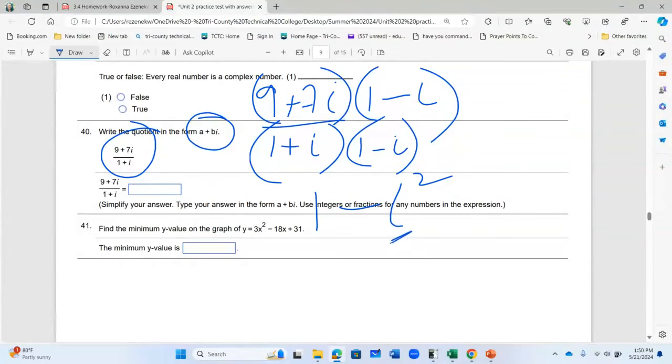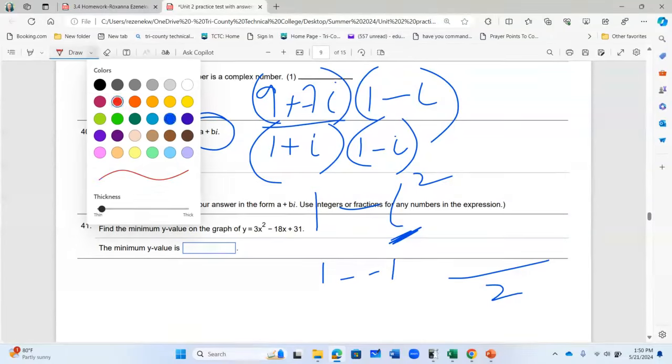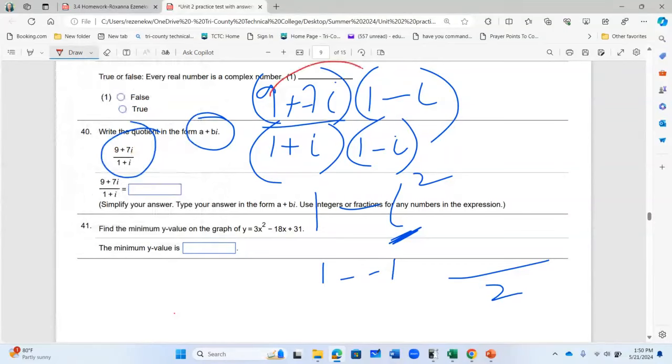So now I have 1 minus minus 1 in the denominator, which is 2. The denominator is 2, because the important thing is that the denominator must not contain a complex number. That is why you are told to simplify. They didn't even tell you to rationalize the denominator, because they're trying to see if you remember it or know it. And then in the numerator, I'm going to use FOIL: first, outside, inside, last.